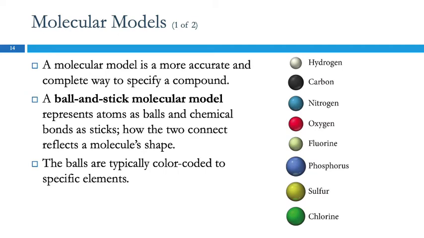Typically, the elements use the same colors. So when I look at this, I know that the black ones are carbon, the white ones are oxygen, and the green ones are fluorine. What did I say, oxygen, didn't I? Those are hydrogen. You don't need to memorize those, but you should just be aware there is a color-coded system for those.